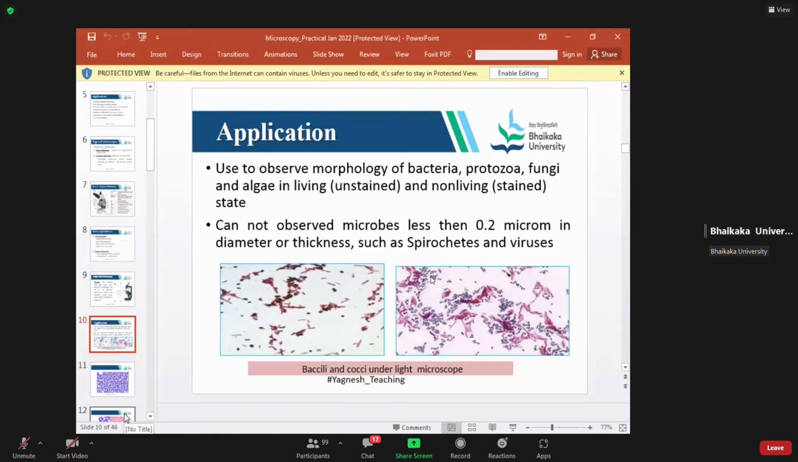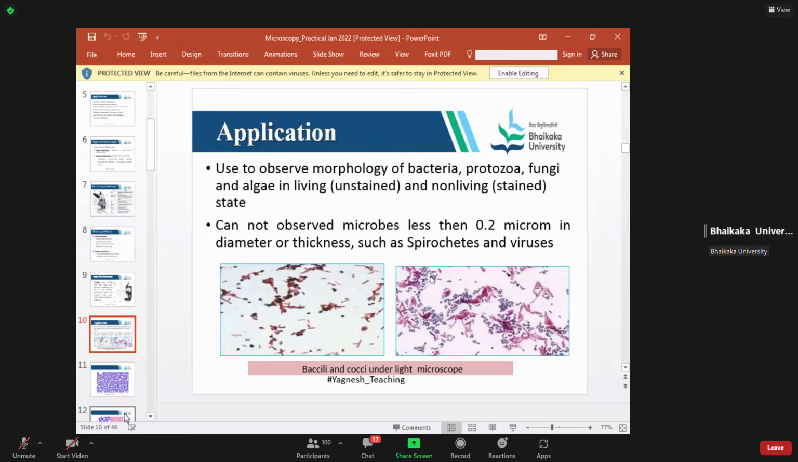Now, the important thing is the applications of the bright field microscope. Let us see the applications. I will show you some photographs or slides, actual slides, and one by one we'll discuss. So application is important for us. It is used to observe the morphology of bacteria. I repeat, used to observe the morphology.